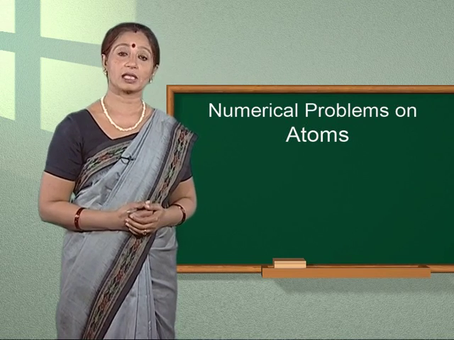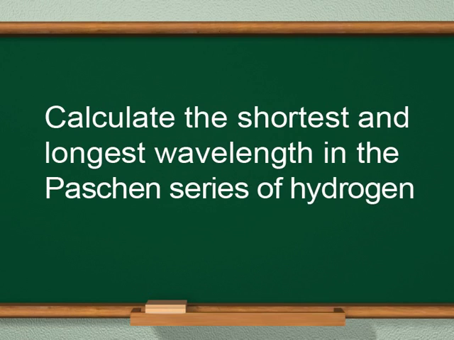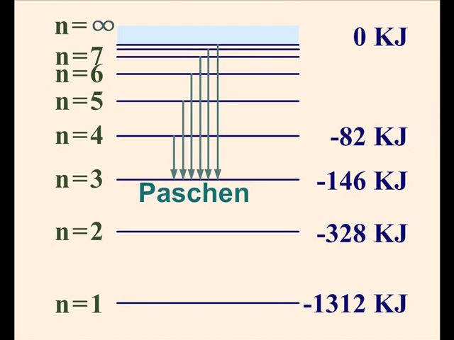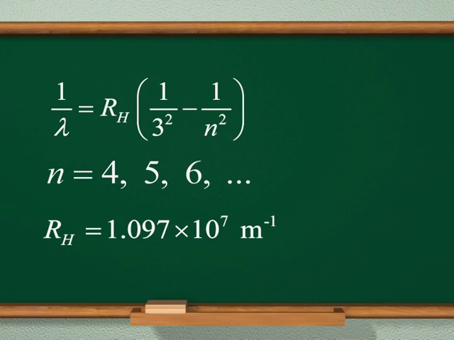Our next problem is calculate the shortest and longest wavelength in the Paschen series of hydrogen atom. We know that the formula for different spectral lines in Paschen series is 1 by lambda equal to RH into 1 upon 3 square minus 1 upon n square, where n is equal to 4, 5, 6 and so on. And the value of RH is equal to 1.097 into 10 to the power 7 per meter.